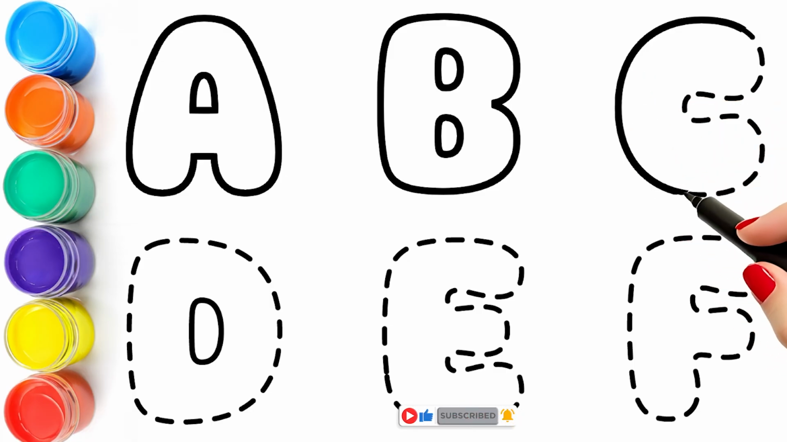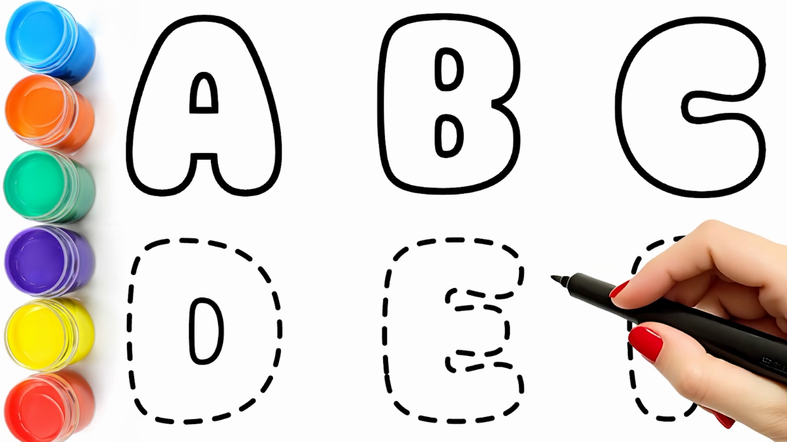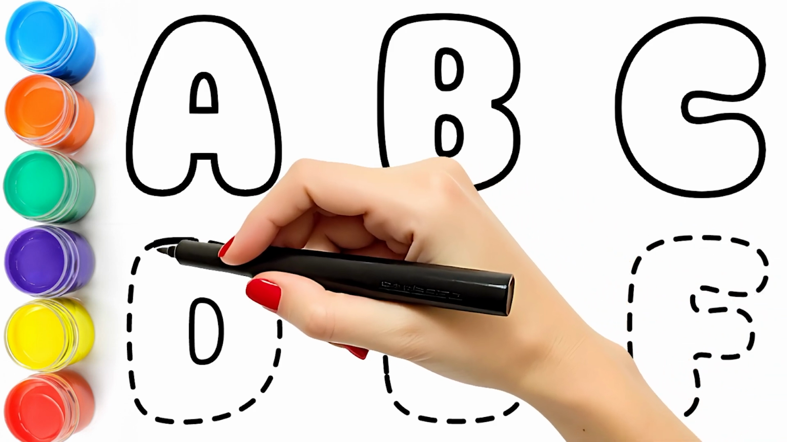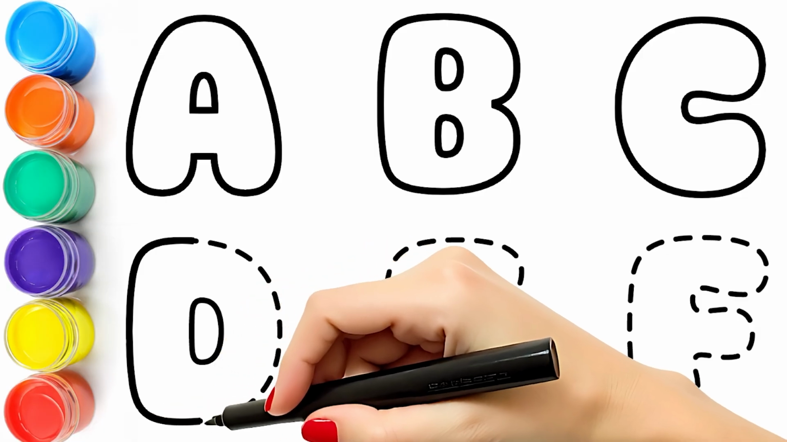ABCDEFG HIJK LMNOP QRSTUVWXYZ. Let's border the letter D. ABCs. Next time, won't you sing with me?